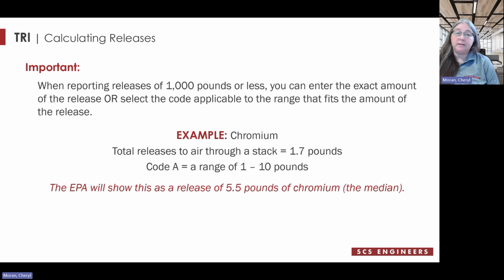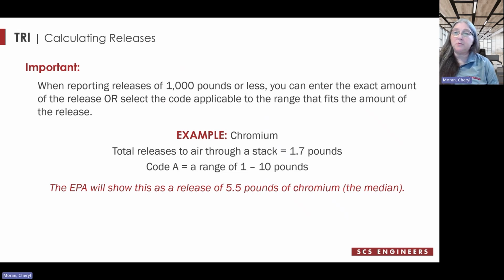Another important thing to point out is that if you have a release of 1,000 pounds or less, you have the option of either putting in the exact amount of the release, or you can select the code applicable to the range that fits the amount of the release. So in this example, we have chromium that was released through a stack in an air emission, and we calculated the emissions at 1.7 pounds for the year. Well, I could use code A that has a range of 1 to 10 pounds in reporting my release. In this case, the EPA will show a release as 5.5 pounds, which is the median for that chromium.